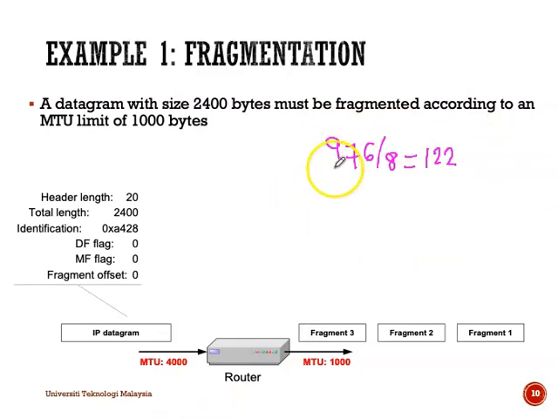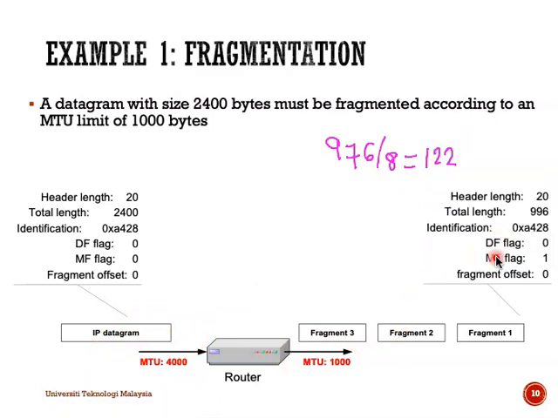So this is what it means by divisible: when you divide 976 by 8, you will get 122 without any balance. So the first fragment here will have the size of 976 plus 20 header. So the total length here is 996.